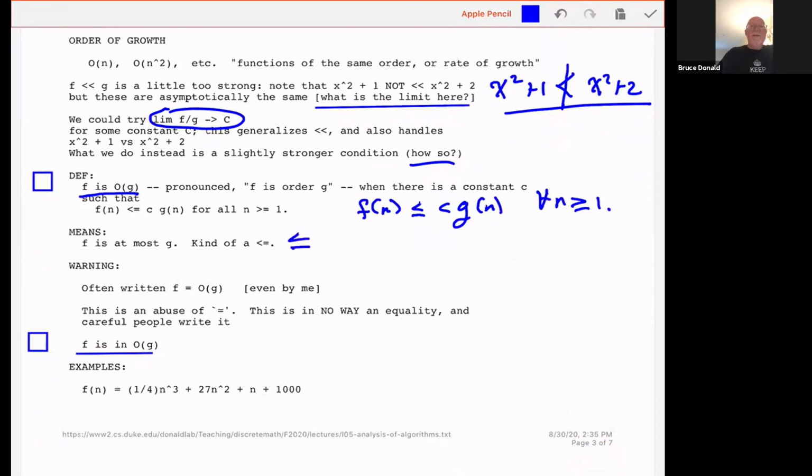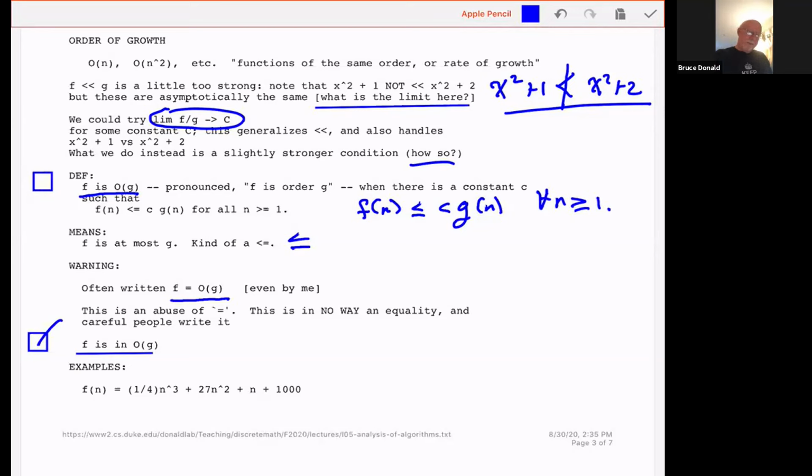Now, this is often written, even by me, as f equals order g. And I'm going to do this even now. This is completely an abuse of the equal sign. It's in no way an equality. Careful people write this as f is in order g, because order g is actually a set of functions. But I will still say it the other way because it's convenient, and you'll see that a lot. Okay, so this is our definition. We're going to use it some now.